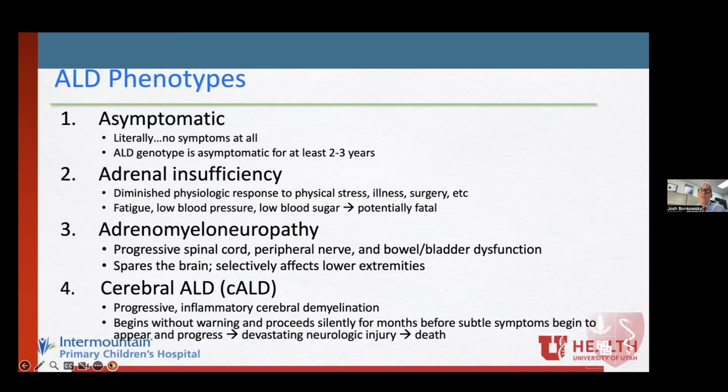Then finally, the most severe type and the fastest progressing is something called cerebral ALD, or CALD. It's an inflammatory progressive demyelination, so loss of the white matter in the brain. It often presents relatively insidiously, so people don't realize that it's happening, but then symptoms progress very quickly and can lead to death within months to a couple of years.